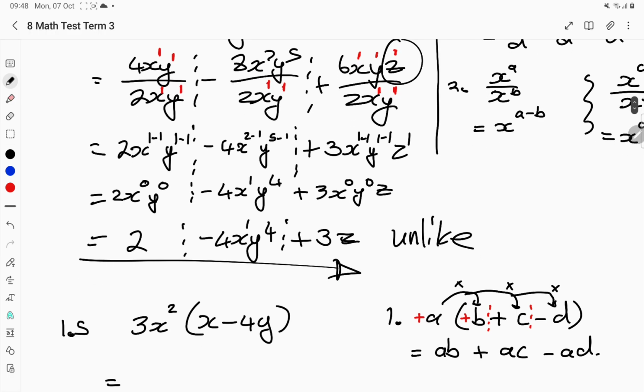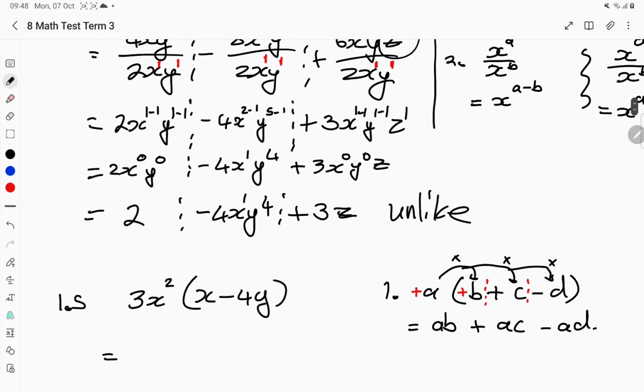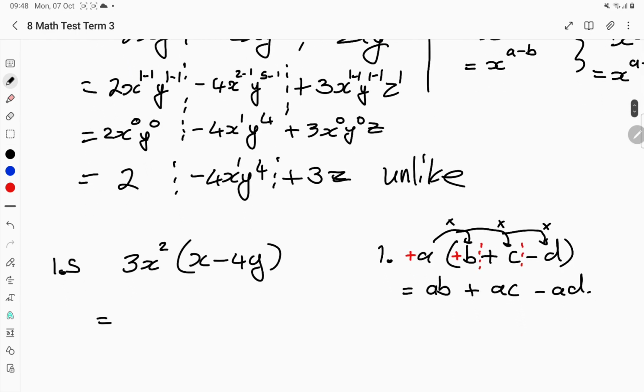You don't have to solve something. You don't have to be forced to do something to your algebraic expression if it's not required.